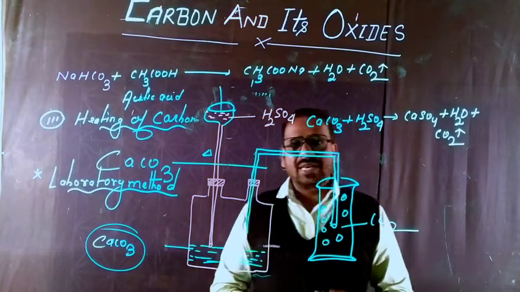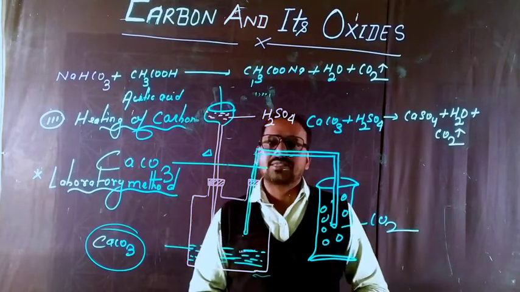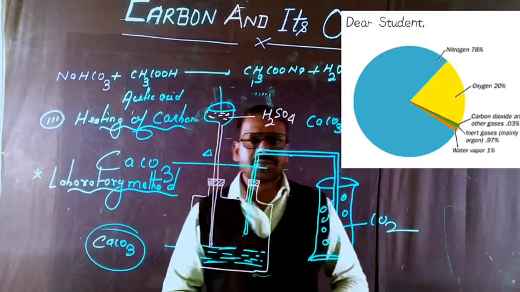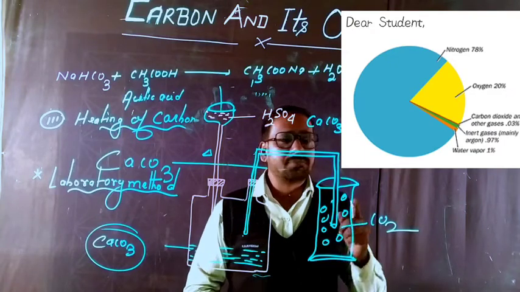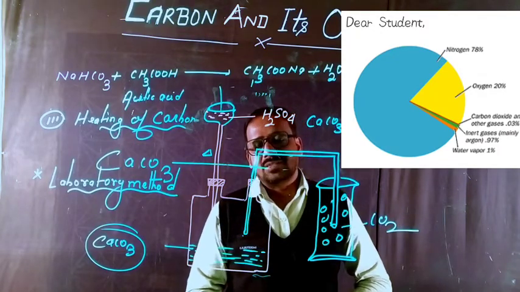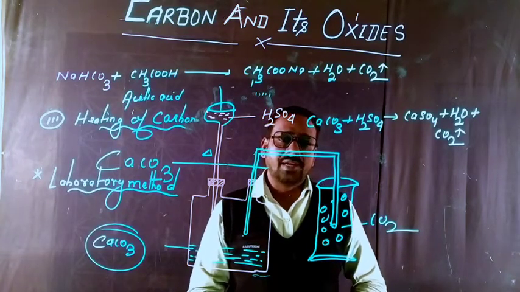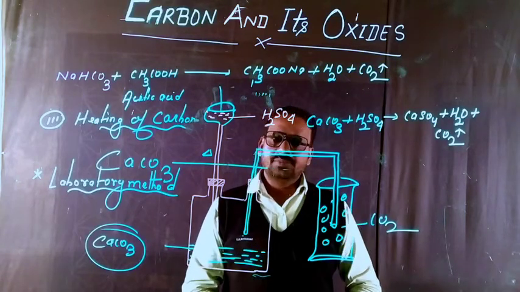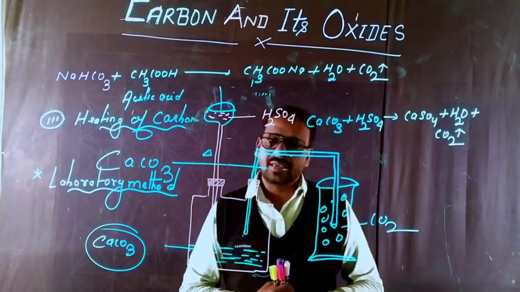Now we can see that our atmosphere contains different types of gases. You can see in the figure 78% is nitrogen, 21% is oxygen, and 0.03% is carbon dioxide, and the remaining percentage is different gases. So 0.03% is carbon dioxide, and it is very important. Now we'll talk about the physical properties. It is a colorless and odorless gas.